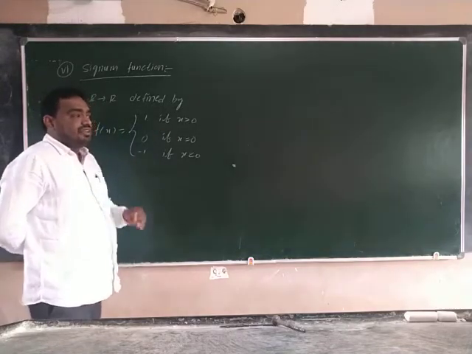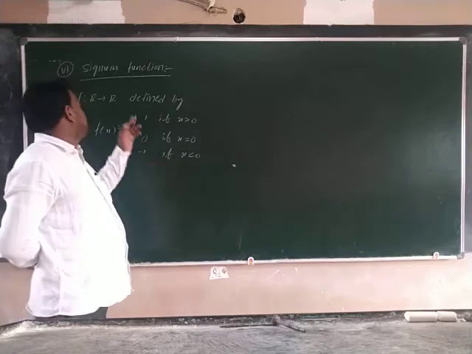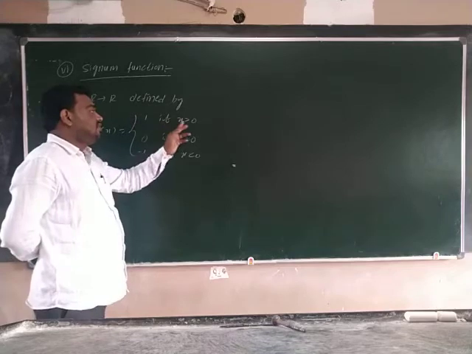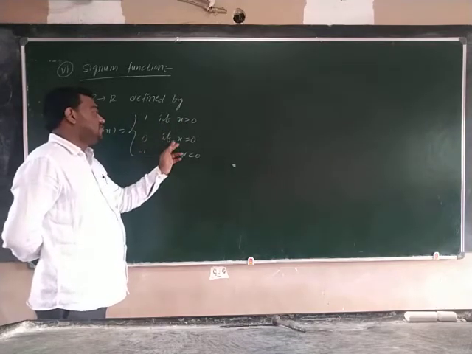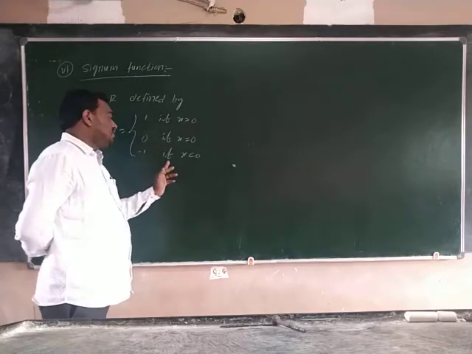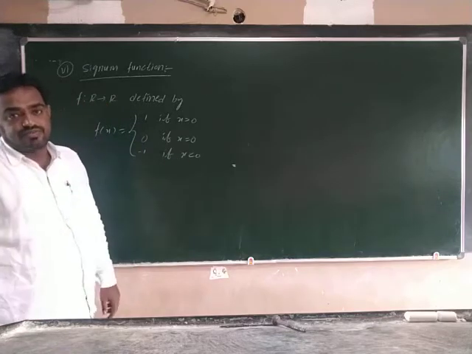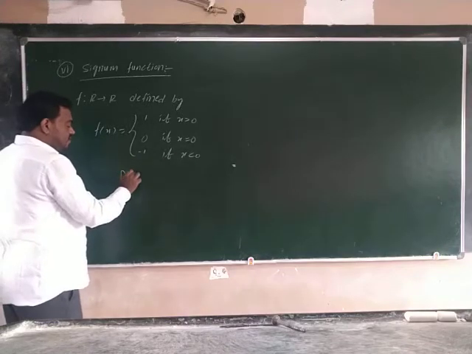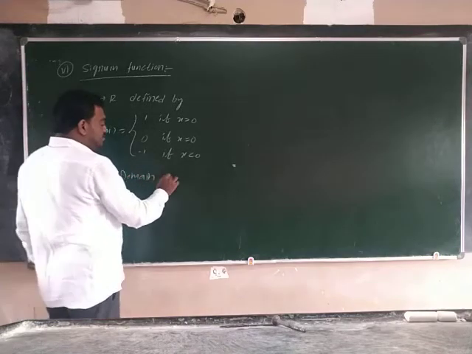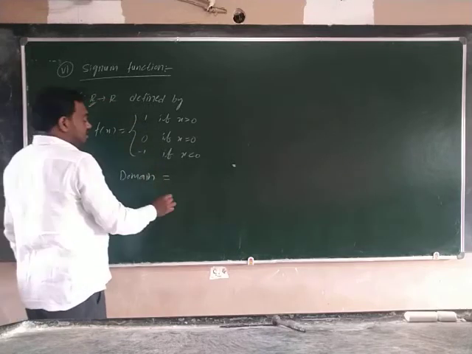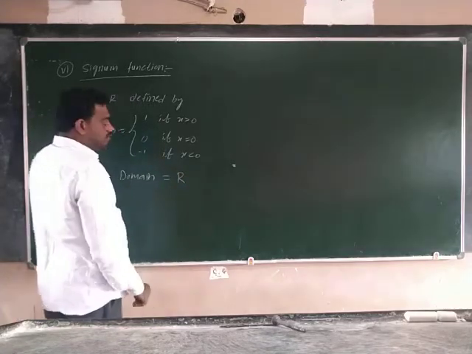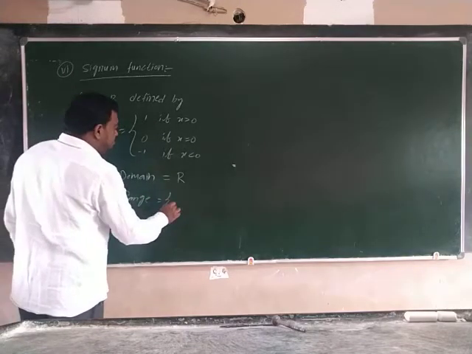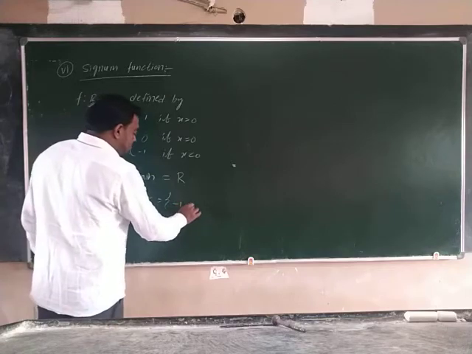Again, you see, the signum function f from R to R is defined by f of x equal to 1 if x is greater than 0, 0 if x is equal to 0, and minus 1 if x is less than 0. Okay, this is the signum function. So what is the domain of this function? The domain of the signum function is the set of the real numbers. Next, the range of the signum function is the set {-1, 0, 1}.